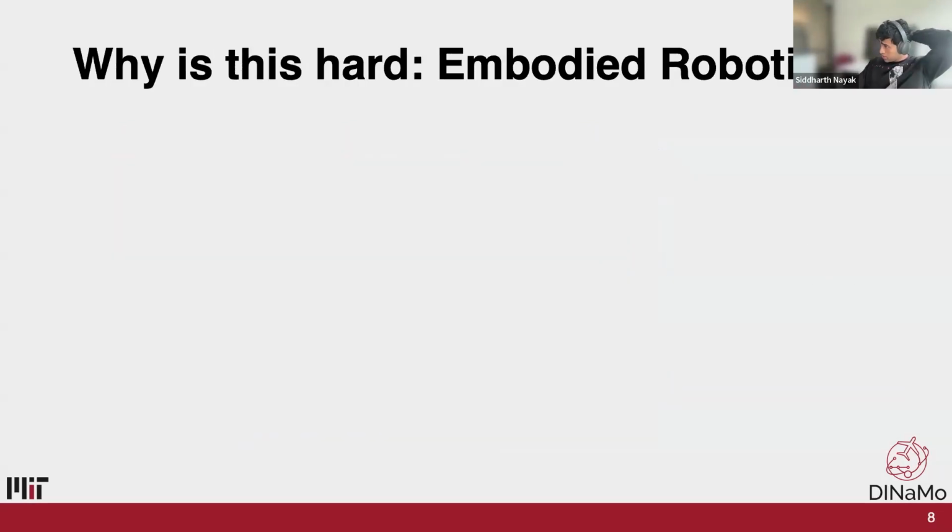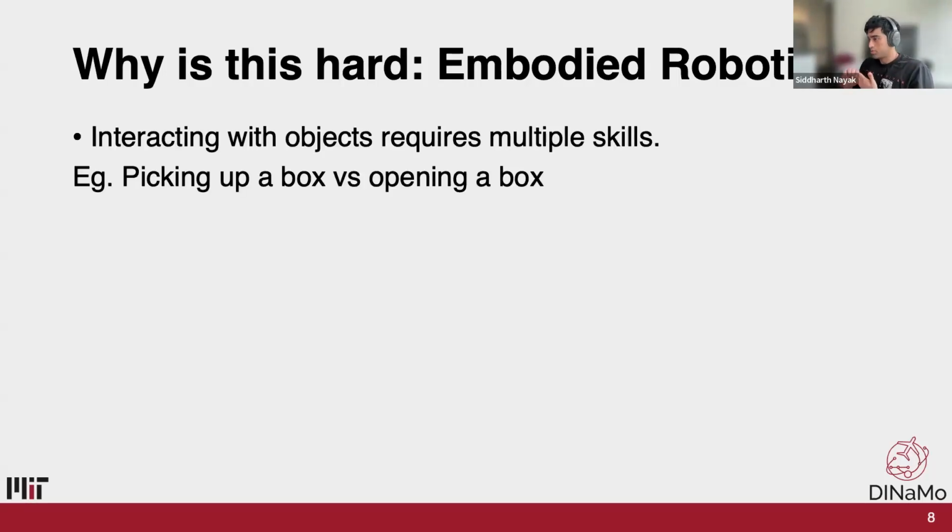So let's look at why each of these things are hard. Embodied robotics, why is it hard? It involves interacting with multiple objects which require multiple skills. The same robot has to pick up something, open something, navigate to something. So it involves multiple skills that you need to have access to.